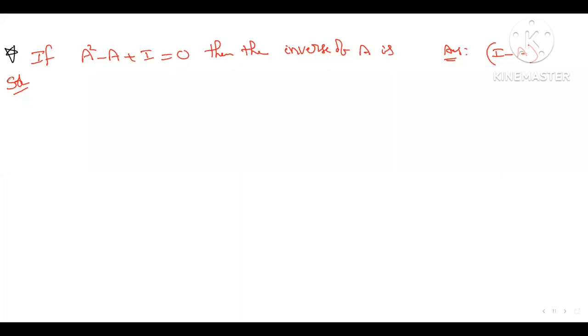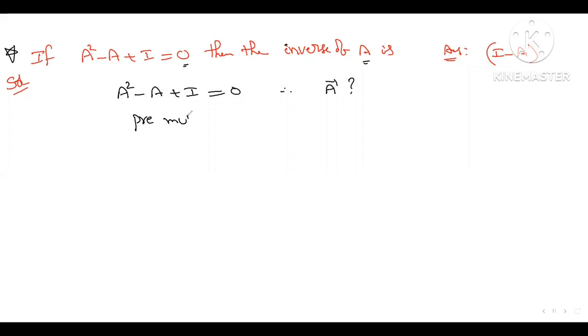Okay, now explain next statement. In the statement, A square minus A plus I is equal to O. Then how to find the inverse of the matrix A? In the statement, A square minus A plus I is equal to O given. So what is our required? A inverse is required.